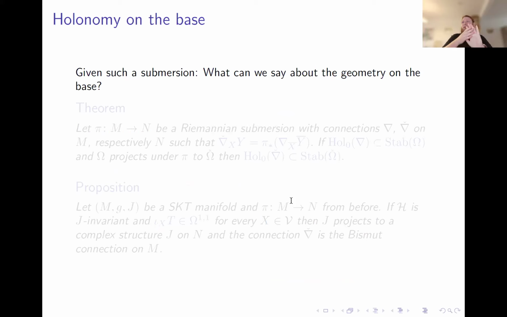Okay, so now that we know the story, we want to understand more. If we have a submersion due to this closed torsion submersion theorem with reducible holonomy, then we want to say more about the geometry on the base. We have seen that there is at least a connection, so there is some kind of projected geometry on the base, but how does it look precisely?